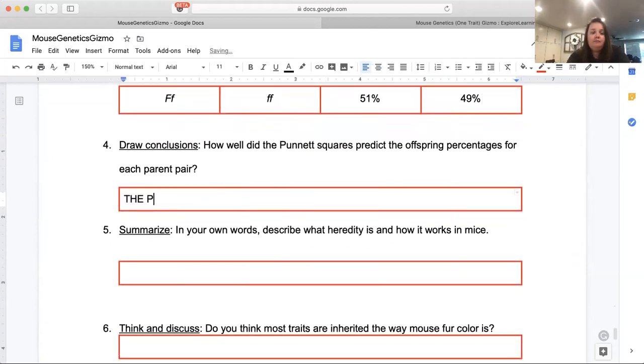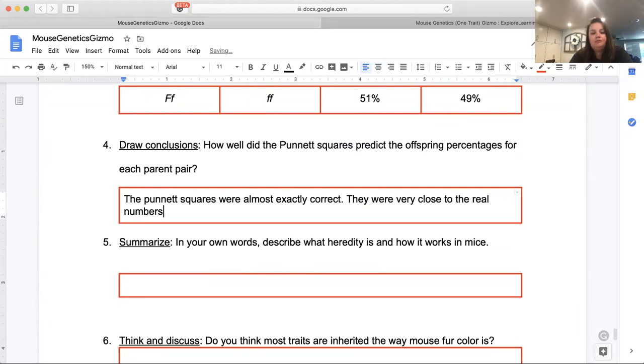We would say the Punnett squares were almost exactly correct. They were very close to the real numbers.